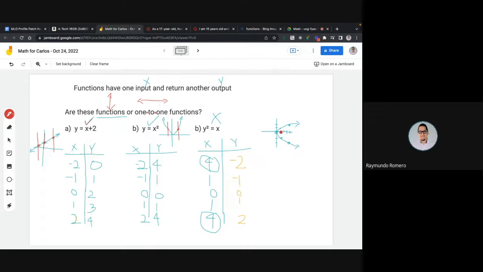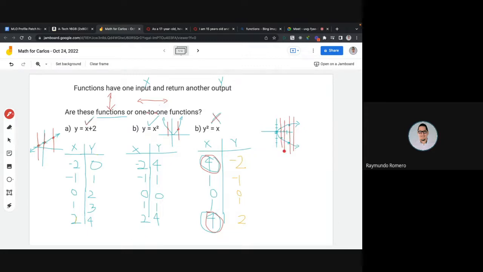But look at this one. This one is not a function because if I do the vertical line test, look at what happens. If I do it here, it touches 4 two times. If I do it here, it touches 1 two times. And that's what we have here. Here it touches 2 times, and here it touches it 2 times. The only one that it doesn't do twice is 0. At 0, it only touches it once. But every other point it does. So this is not a function.